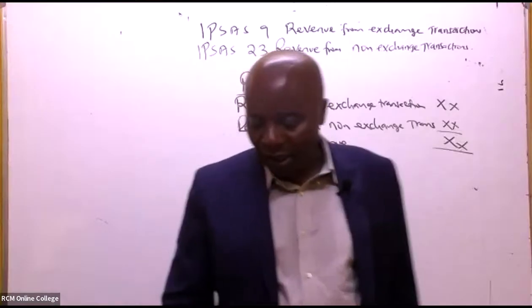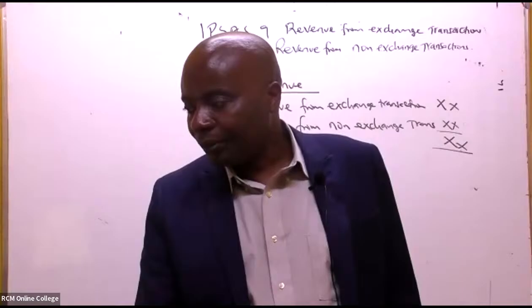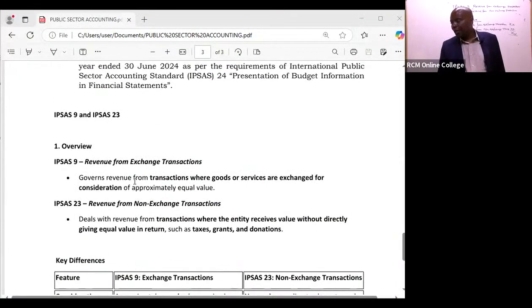Please listen, my good students. I have these handouts here. You can see here, overview, IPSAS 9, revenue from exchange transactions. Governs revenue from transactions where goods are exchanged for consideration of approximately equal value. And then we have IPSAS 23, revenue from non-exchange transactions, which deals with revenue from transactions where the entity receives value without directly giving equal value in return. Such as when you pay government taxes, a tax is like a donation. You don't expect to get anything in return directly. You can't say, now, Kasongo, I've paid you $1 million tax from the beginning of the year, now give me, in this case, a demio.